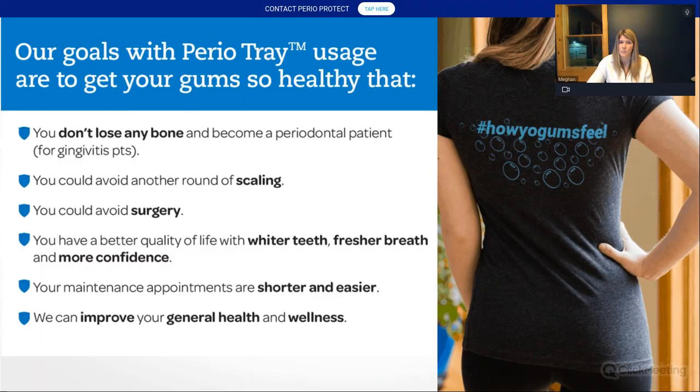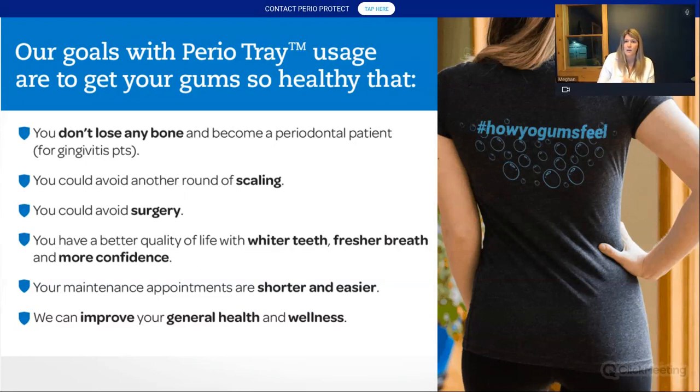So some of our goals with ParaProtect trays is obviously we don't want patients to lose any bone, or if they are a perio patient, they've already lost bone, obviously we don't want them to continue to lose bone. We could potentially avoid multiple rounds of scaling and root planing, be able to avoid surgery, provide patients with better quality of life, wider teeth, fresher breath, more confidence.